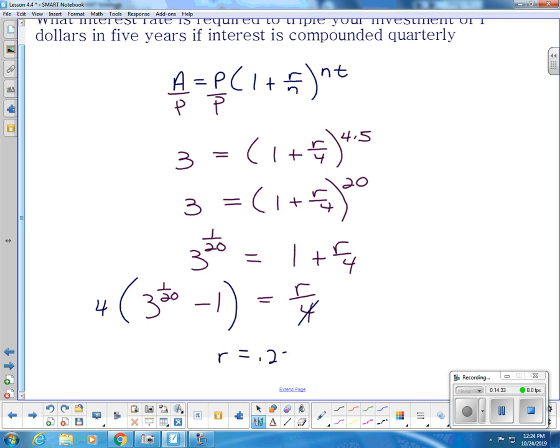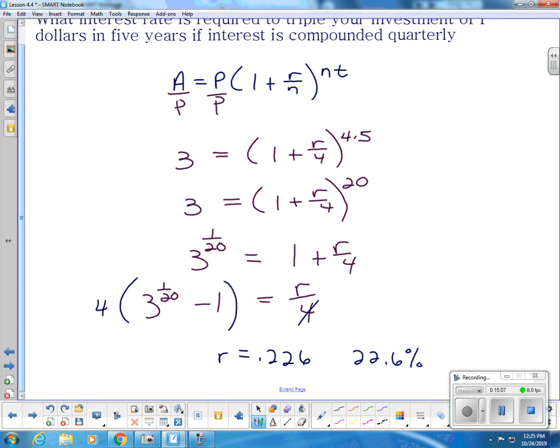Pretty hefty interest rate here. 22.6%. Okay. Does that make sense? Plug in what you know and look at it. If your variable is not an exponent, you will not have to do logs. You just have to move things around. Okay. But again, do not touch the calculator till the very end, so you don't round.